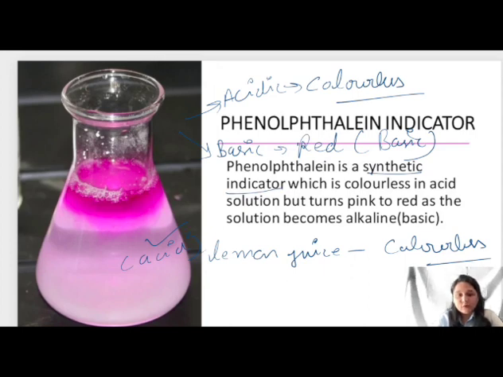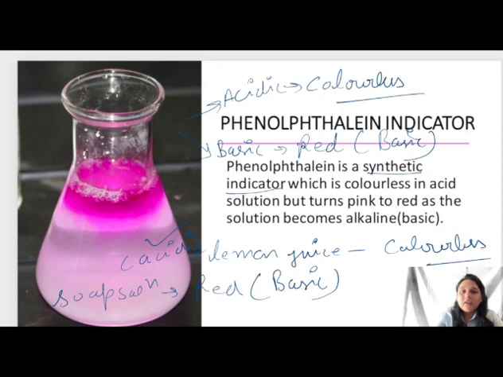Now let's take a soap solution. If we have a soap solution and we put phenolphthalein indicator into that, it will change to red color. Red color means it is basic in nature. So this is about the synthetic indicator, phenolphthalein. If we get the colorless solution, that means it is acidic. If we get the red color after putting the phenolphthalein, that means it is basic in nature, right? So this is all about the indicators.